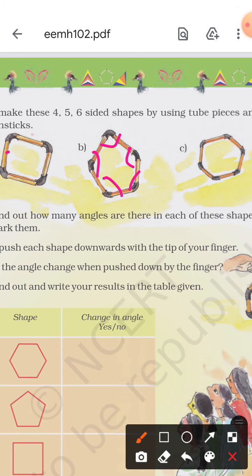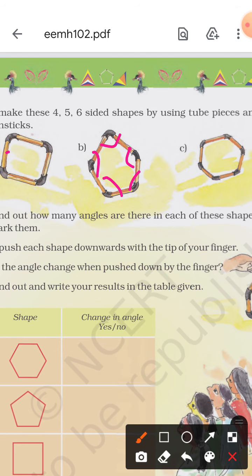All the angles we are getting here. Now, in the next step, push each shape downwards with the tip of your finger. Does the angle change when pushed down by the finger? You have to give the answer and find out, and write your results in the table given.